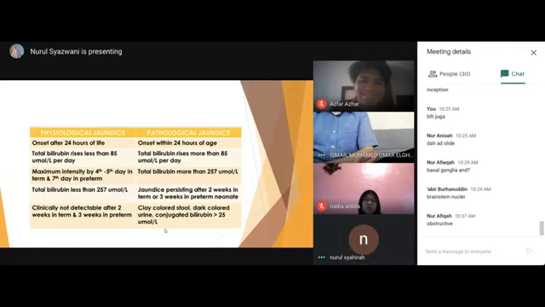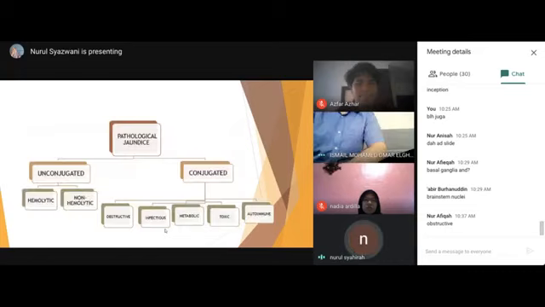Okay, so this one is for pathological jaundice. We can divide it into unconjugated and conjugated. For the unconjugated, as just now, there are hemolytic and non-hemolytic causes, and the conjugated can be divided into obstructive, infectious, metabolic, toxic, and autoimmune causes.